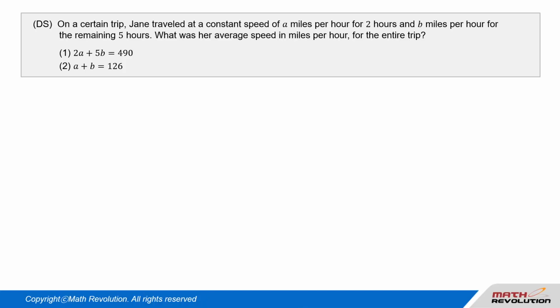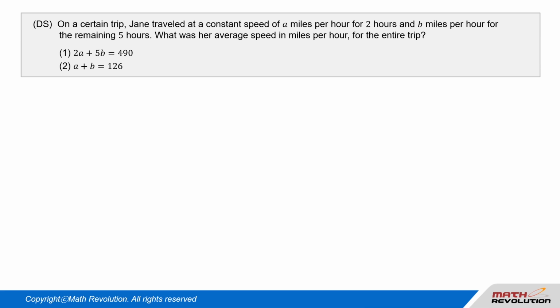Question: DS. On a certain trip, Jane traveled at a constant speed of A miles per hour for 2 hours and B miles per hour for the remaining 5 hours. What was her average speed in miles per hour for the entire trip?